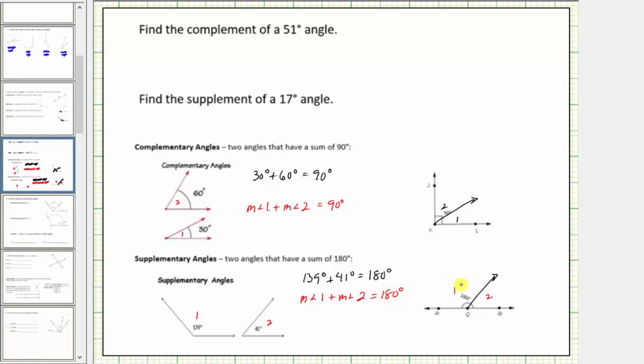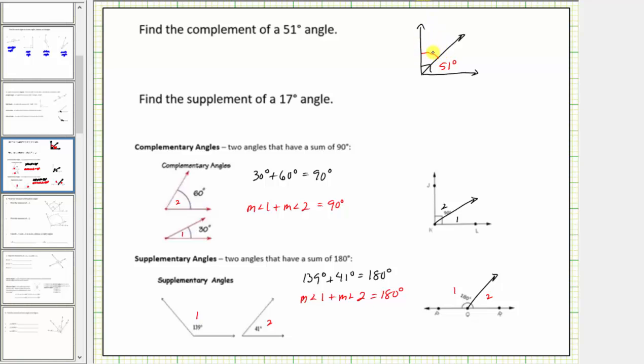Now let's take a look at our two questions. The first question is, find the complement of a 51-degree angle. Well, we know complementary angles must have a sum of 90 degrees, so to model this, let's begin with the right angle. Let's break this up into two separate angles using this ray here. Let's label this angle 51 degrees. The complement of this angle would be the measure of an angle, so the sum of the measures is equal to 90 degrees, which would have to be this missing angle here.